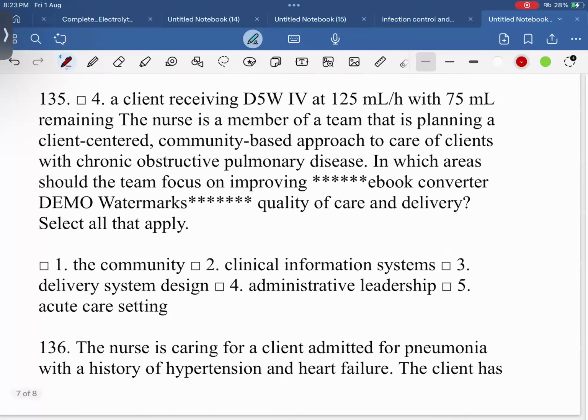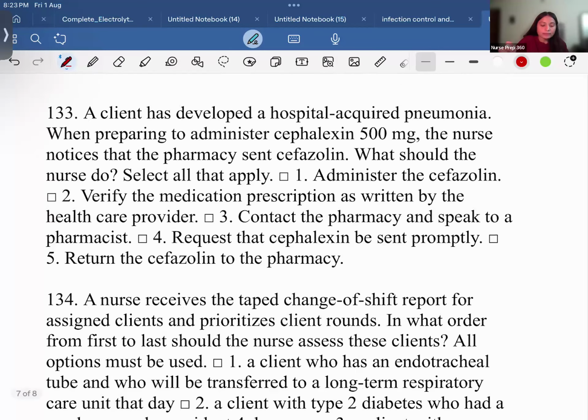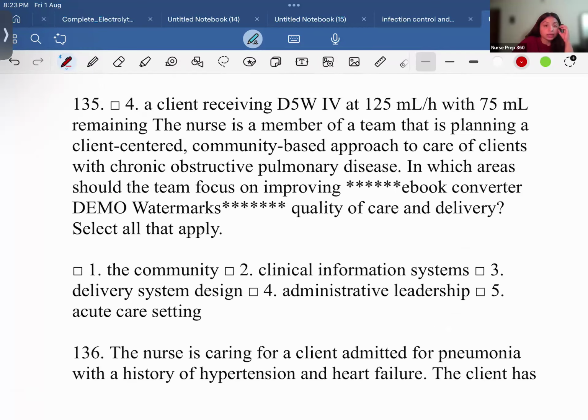Can you read question number 136? And 135 will be your homework. Read this 136. Shashikala, read this question. Yes, ma'am.